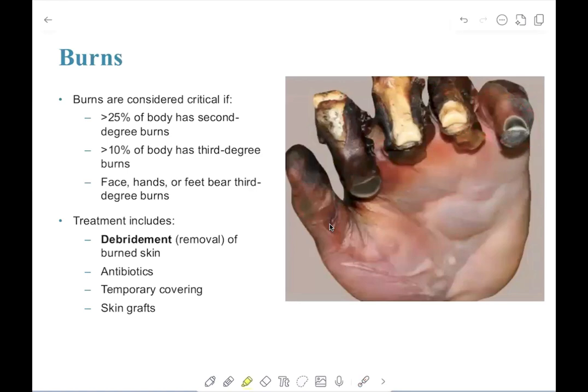So burns are considered critical if greater than 25% of the body has second-degree burns, greater than 10% of the body has third-degree burns, and if any place like the face, the hands, or the feet bear third-degree burns. So treatment is usually debridement, which is removal of the burned skin, antibiotics, temporary covering, and if they do skin grafts, if it's that severe, the patients are in an oxygen tent to survive.